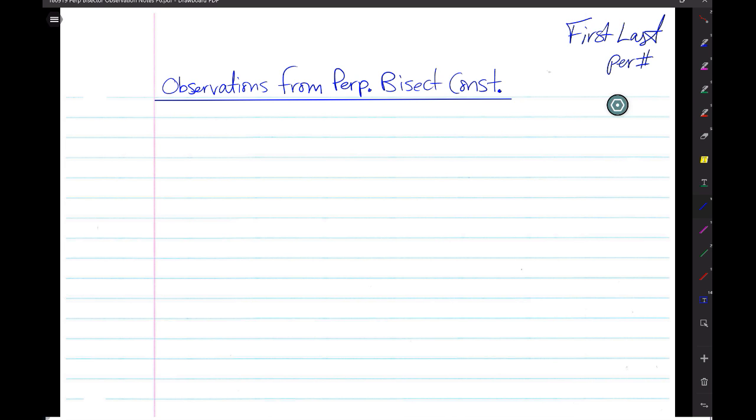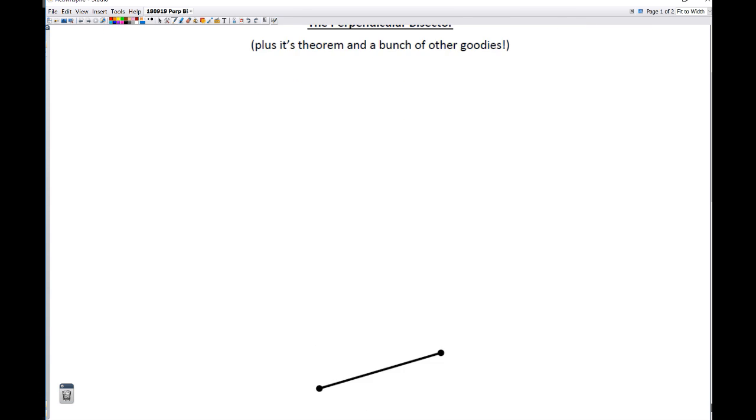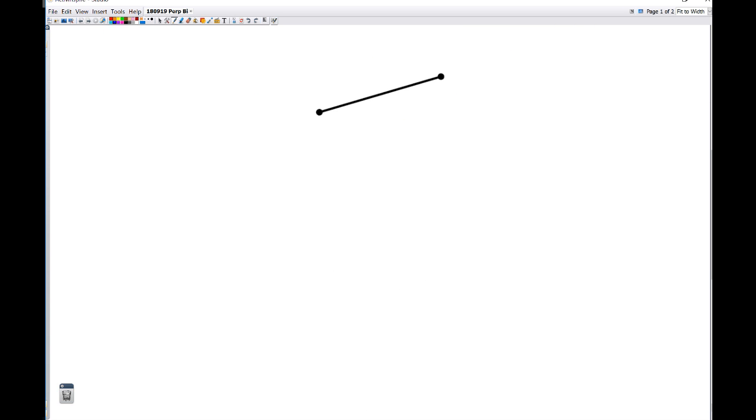Keep them both handy because we're going to be bouncing back between the two of those papers. All right, I'm going to start on the construction paper here. You can see that I put the perpendicular bisector as the title, and then I put plus its theorem and a bunch of other goodies because, like I said, there's a lot of things in this construction that tie together geometrically. Okay, so we have this line segment here in the middle of our paper. And the first thing we want to do is name this line segment so that we can refer back to it. So we're just going to call this point over here on the left A and the point on the right B.